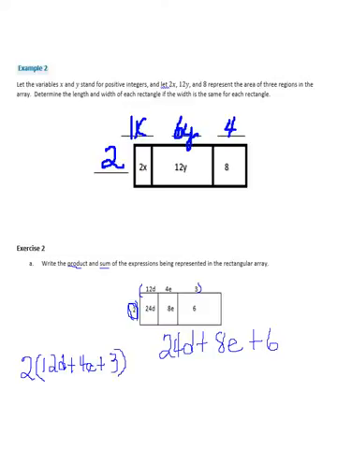And we can run through here and double check ourselves. 2 times 12D, 2 times 12 is 24, so check, that gives me 24D. 2 times 4E would give me 8E, and 2 times 3 gives me the 6. So I feel pretty confident with what I've got there.